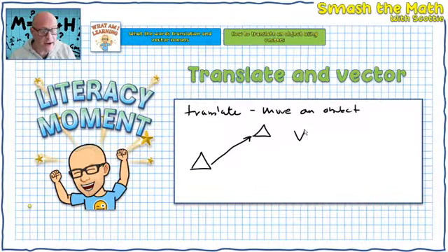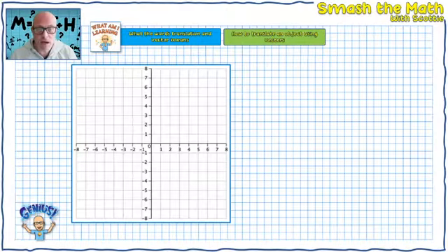And the word vector describes how that shape or object has been moved. It gives you the instructions on where to move it to or how it's been moved. Vectors are used, for example, by pilots to get from one position to another. So it's a set of instructions, if you like, on how to get from one place to the next. I'm going to show you some examples, and then, as always, you've got some at the end to practice.